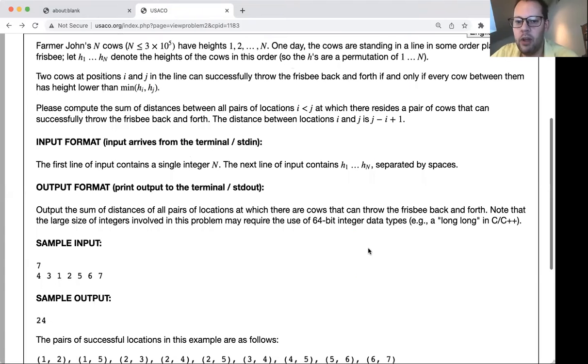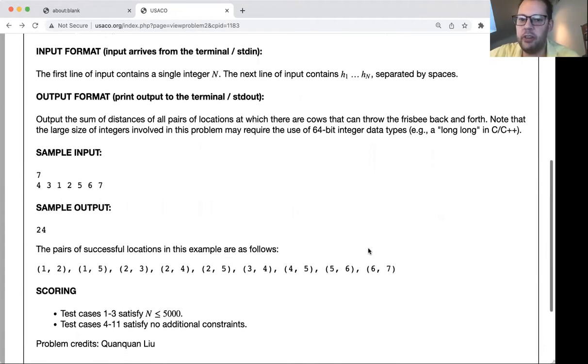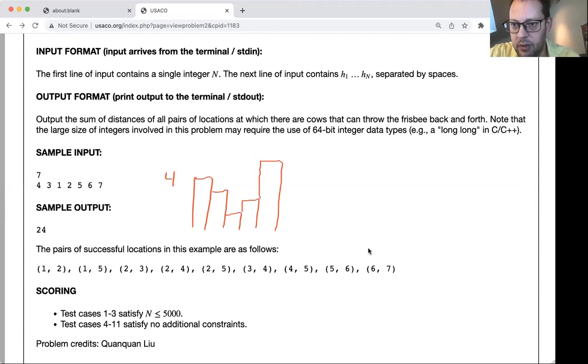Okay, so for this example, and actually on all of these examples, I'm going to display the heights sort of like a bar graph, because I feel like that's a really easy way to visualize what's going on. So the first cow here has a height of 4. We'll make a bar graph that goes up to 4. Next one is 3. Next one is 1. And there's 2, which is a little bit taller. Then there's 5, 6, and 7.